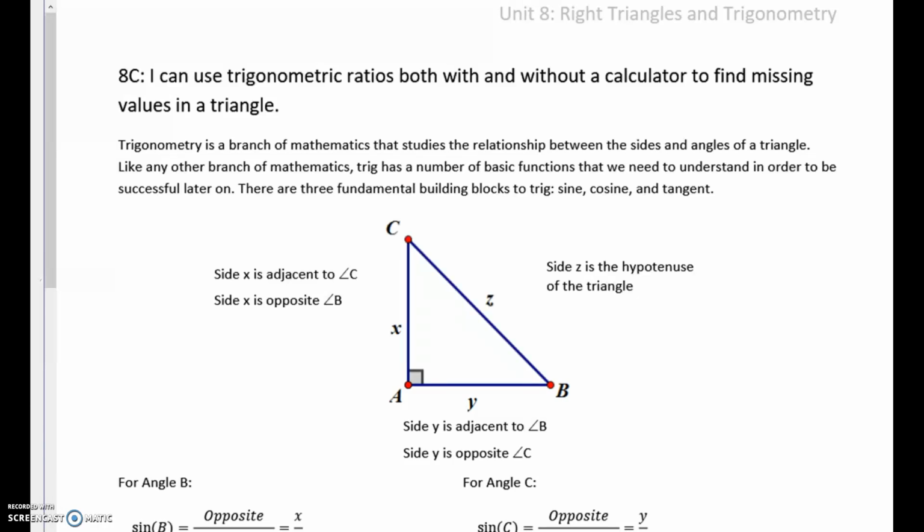And welcome to Lesson 8C. I can use trigonometric ratios both with and without a calculator to find missing values in a triangle.